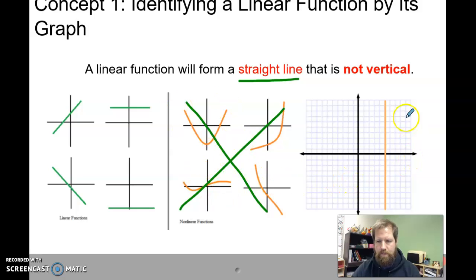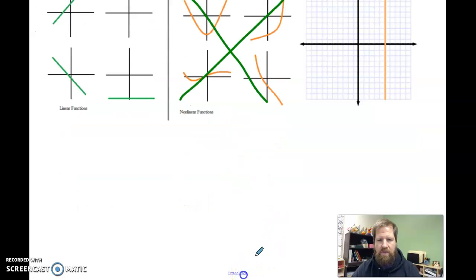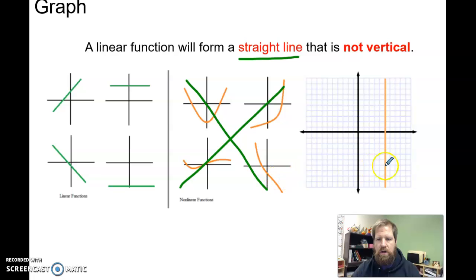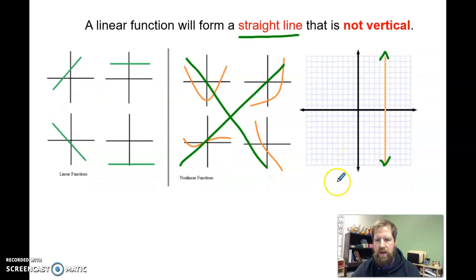And then this is the kind of oddball. That's the weird situation where you have a linear equation. It's a straight line, keeps going on forever, but it is not a linear function because it doesn't pass the vertical line test. So not a function.